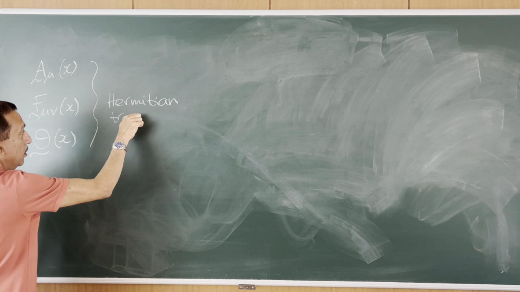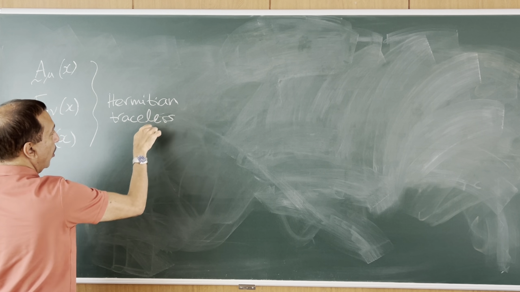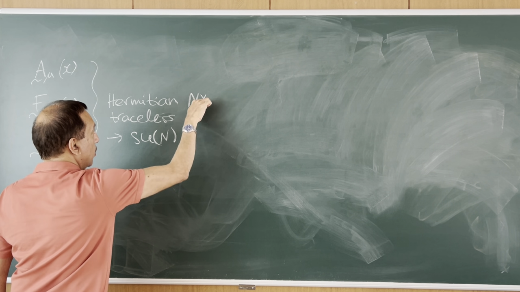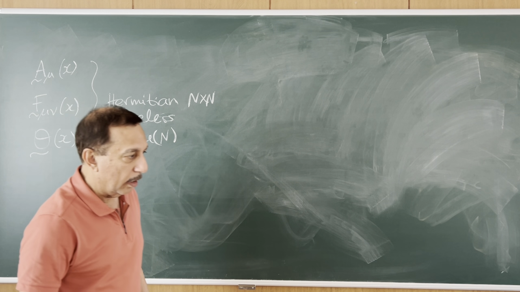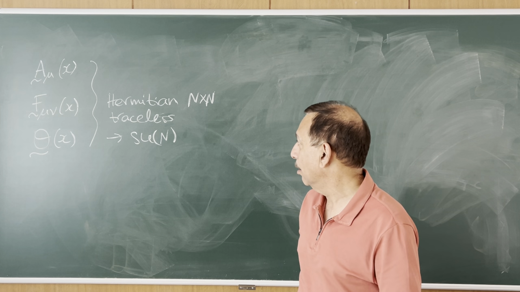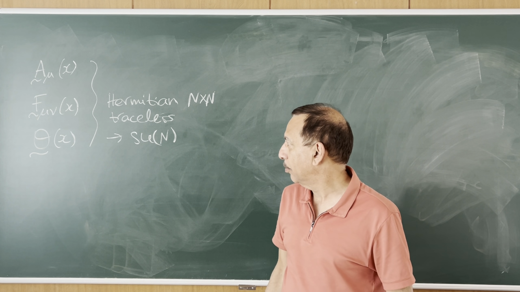And that's what defines SUN. So Hermitian N cross N and traceless defines SUN. And as I said, it's unlikely you'll need any other case, but if you need any other Lie algebra like SON, then you can look it up.